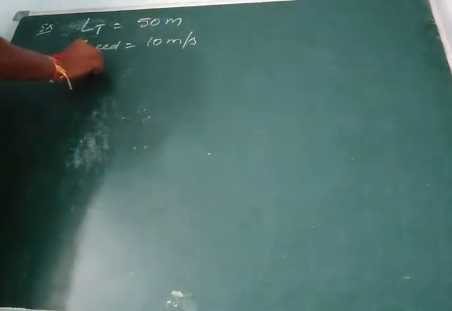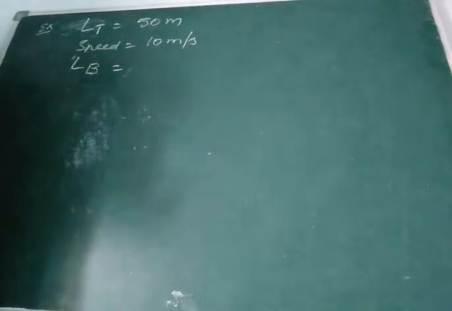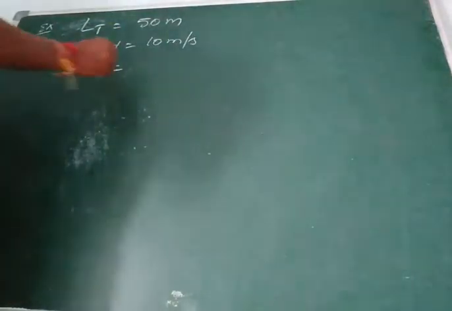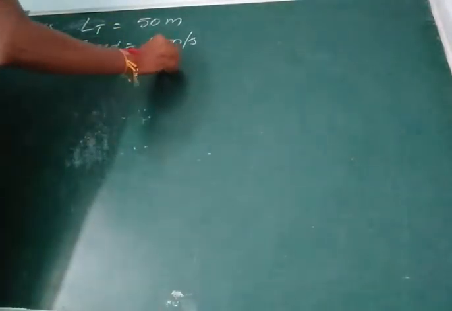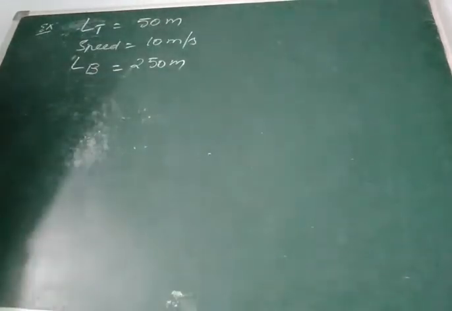So here he also gave the length of the bridge. The length of the bridge is equal to 250 meters. So here we have to calculate the time taken by the train to cross an electric pole.